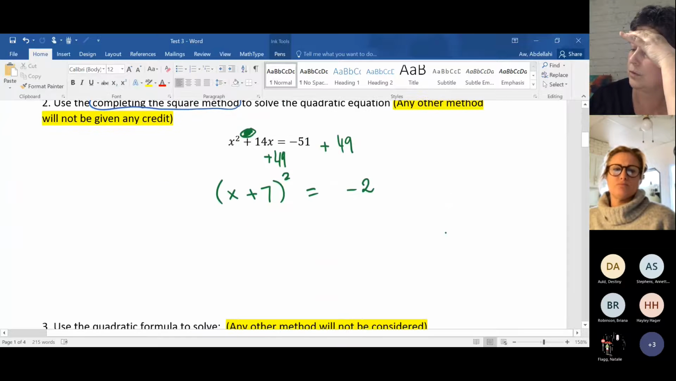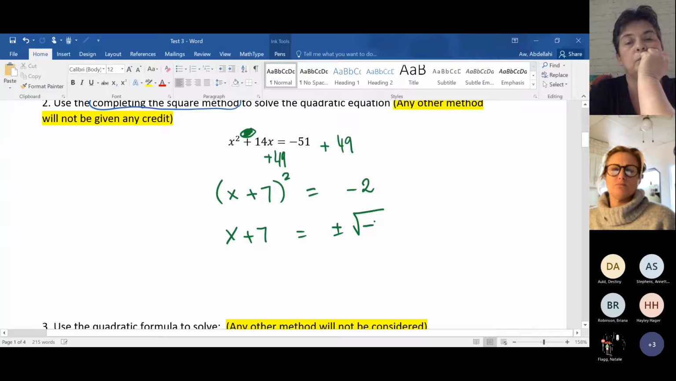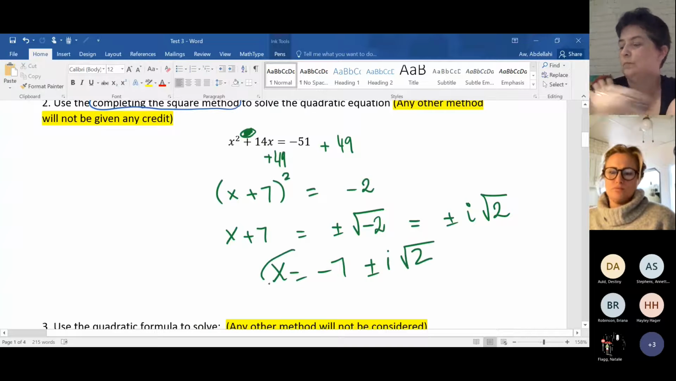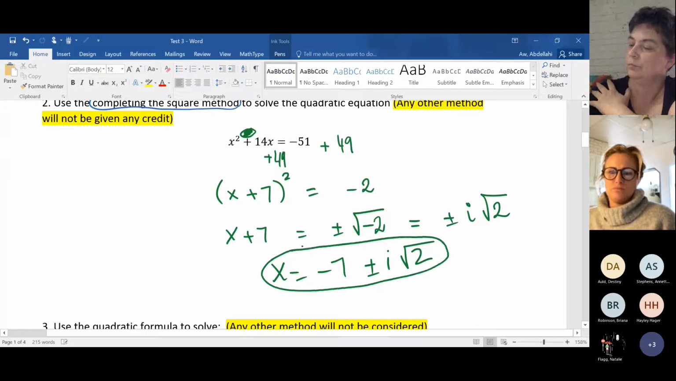So now what we have to do is take the square root of x plus 7, plus or minus the square root of negative 2, which we don't leave like that. We say plus or minus i square root of 2. We get x equal to negative 7 plus or minus i square root of 2. That is the completing the square method.